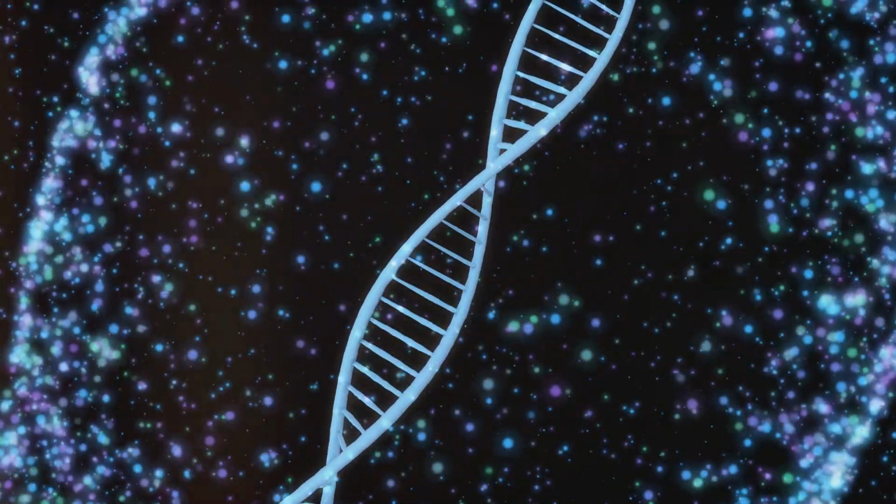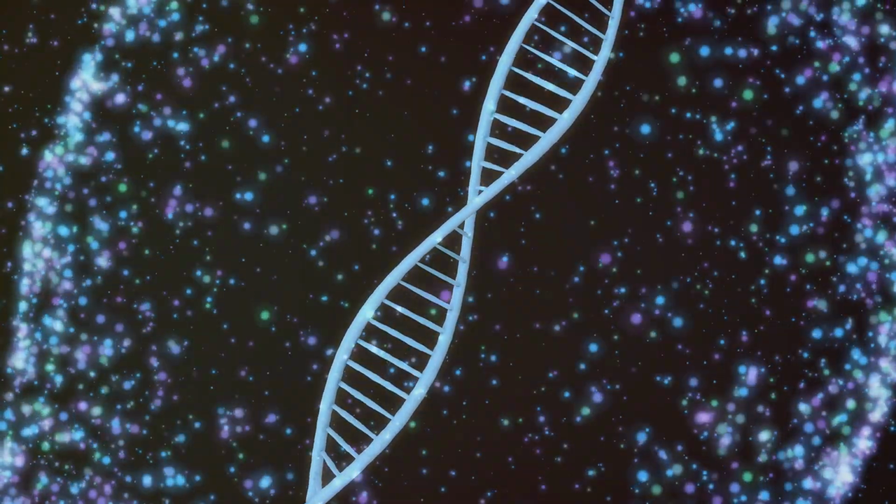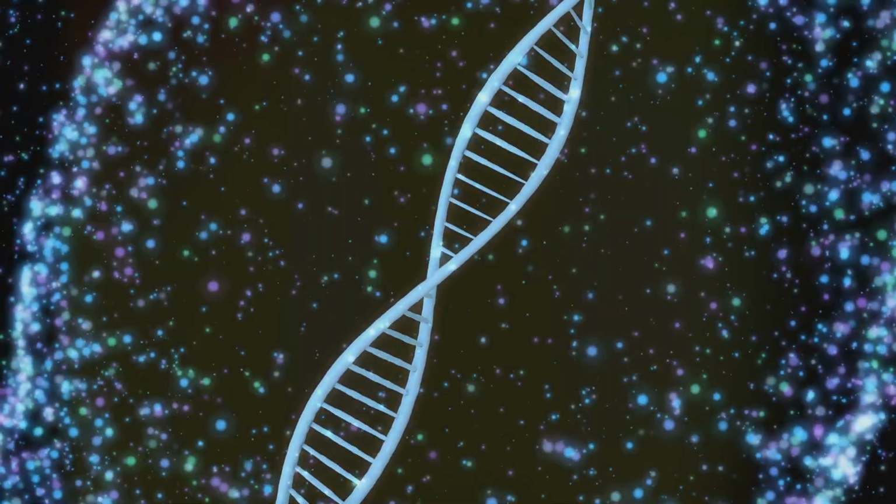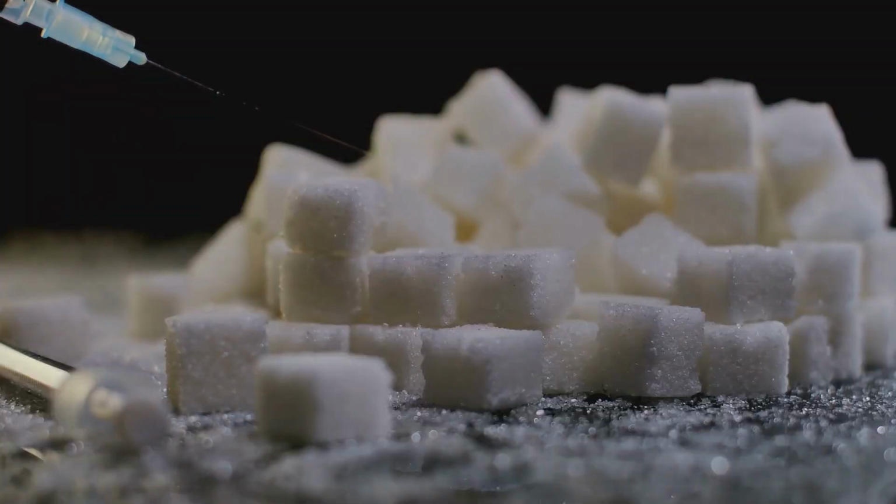Nucleotides, on the other hand, are the scribes. They form the core of our genetic material, DNA and RNA, carrying the blueprint of life from generation to generation. And finally, sugars, the energy merchants, providing the fuel for all of life's processes.